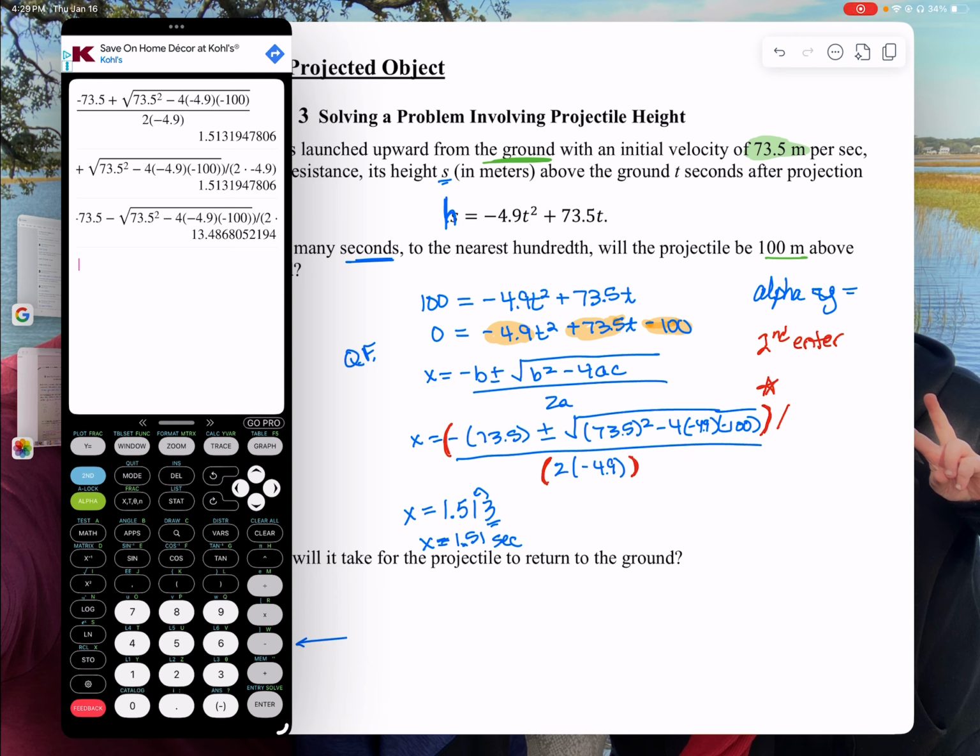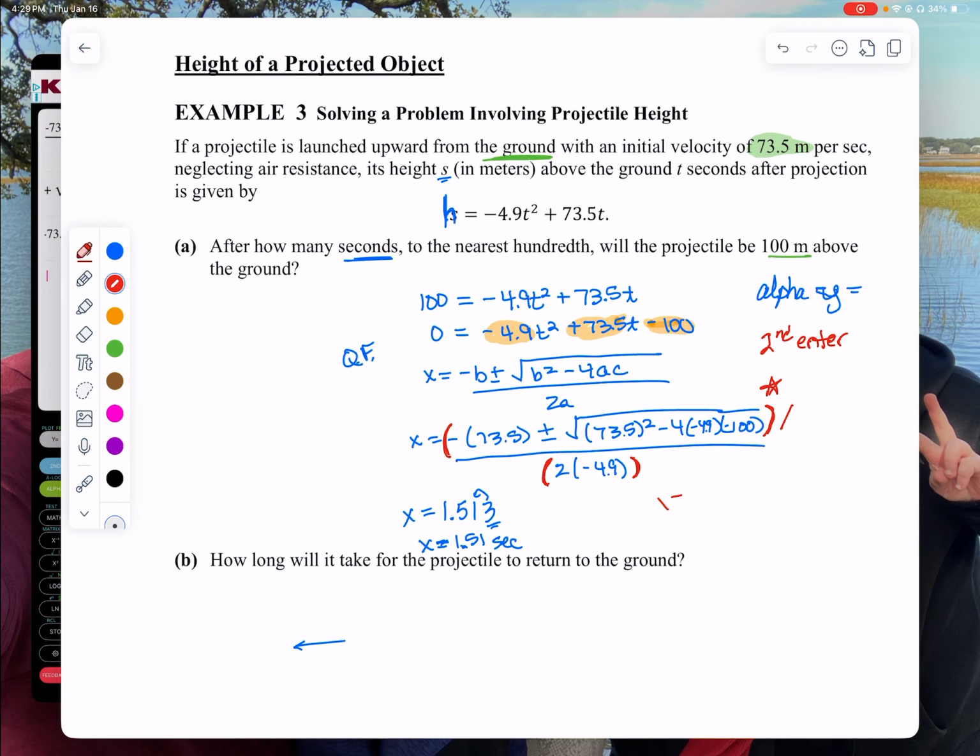13.486 something, something, something. And so that one will round up. So that's going to give me 13.49 seconds, so almost 13.5 seconds.